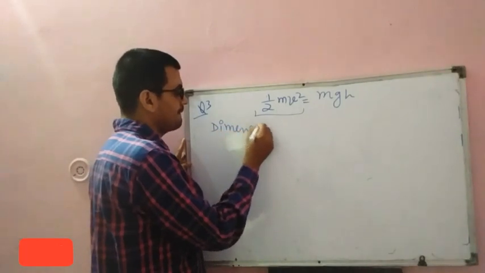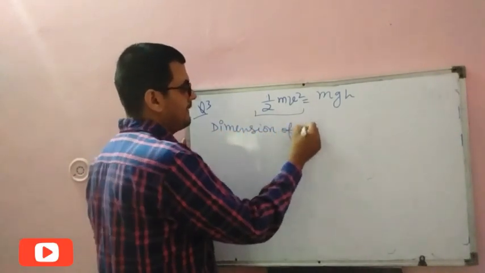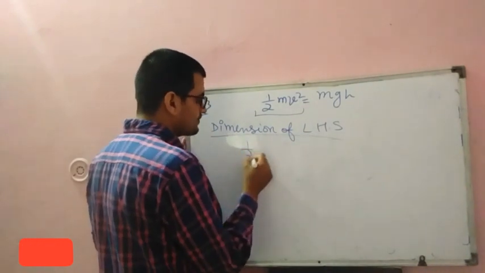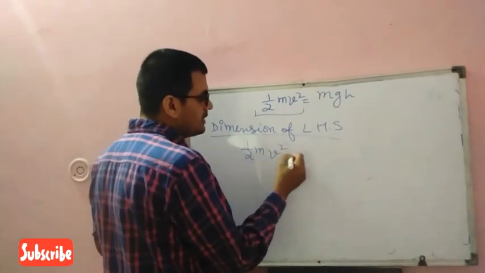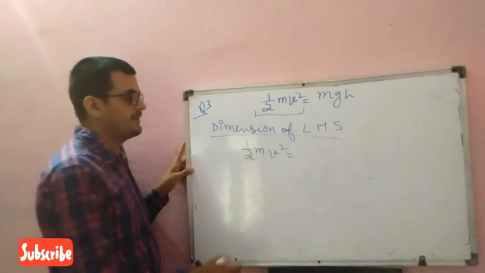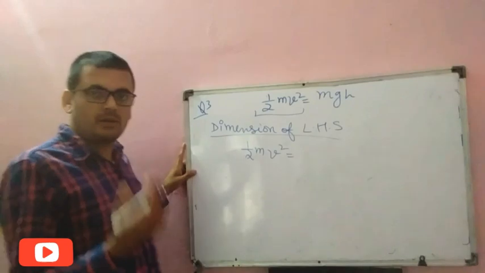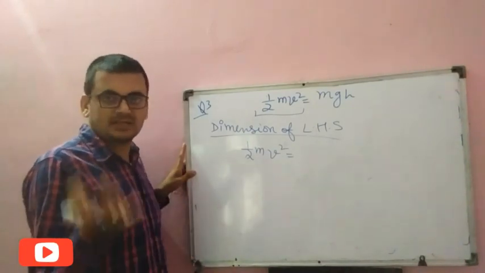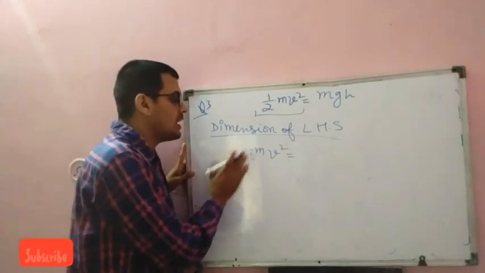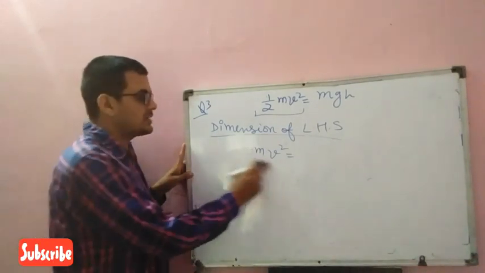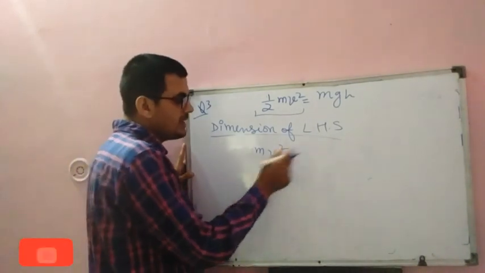Dimension of the left hand side. What is it? It is 1 by 2 mv square. So I have already told you, while we find the dimension of any physical quantity, we leave the constant term. So it is only mv square.